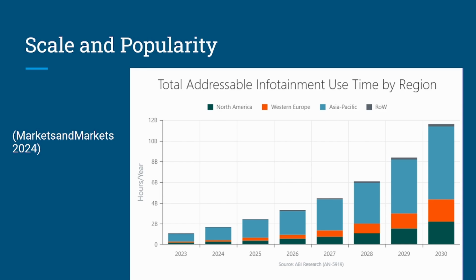And you can see from this graph by ABI Research, which was used in a source from Markets and Markets, this is actually an exponential graph. Also, it's a global phenomenon. North America and Western Europe are actually the minority in the entire world. So cars, especially in Asia, also have lots of the same things that we have here.